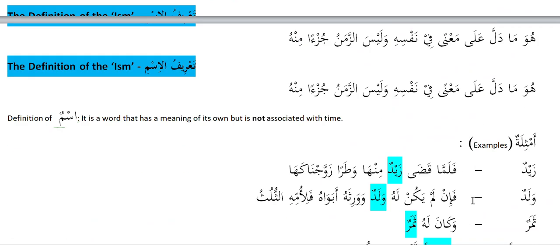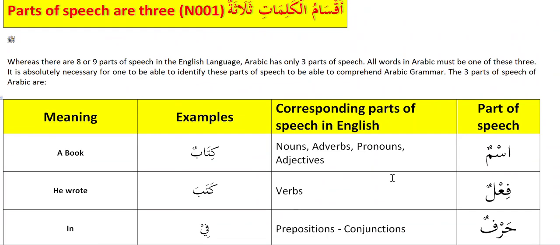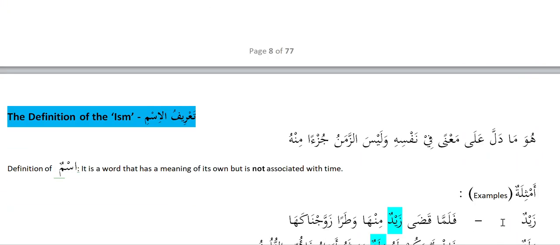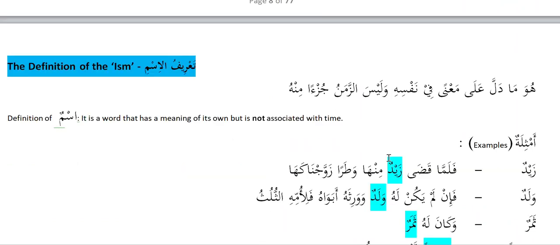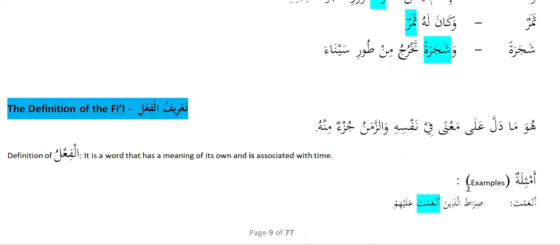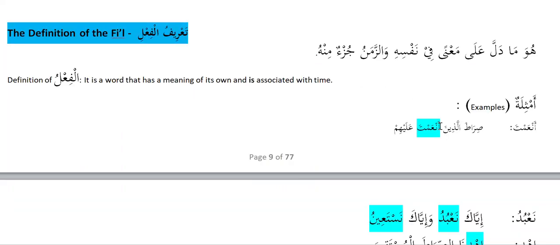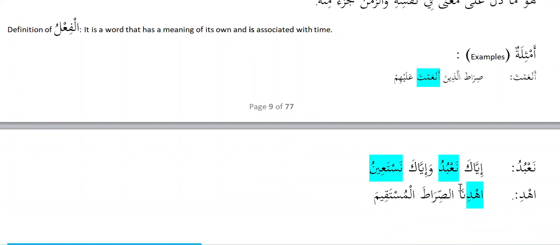Let me summarize this real quickly as we scroll through. There are three parts of speech. Every word in Arabic must be ism, fi'al, or harf. The definition of the ism is a word that has a meaning of its own; time is not a part of it. Example: Zaid, Walad, Thamar, Shajar, Shajara. The fi'al is what has a meaning, and time is a part of it. Amta, you blessed; na'budu, we worship; nasta'in, we ask for help; Ihdina, guide us.